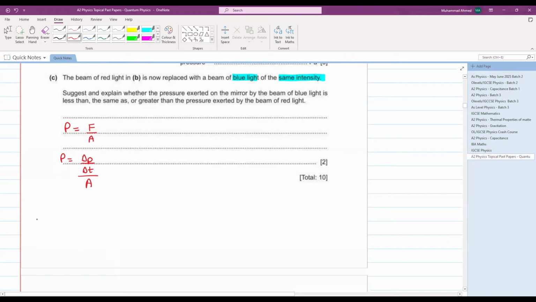Now, if you are just a base level thinker, if you don't think a lot, you will say that momentum is equal to h over lambda. Since the wavelength of blue light is less than the wavelength of red light, since wavelength is decreasing, momentum will increase. That's correct up till now, that you will have a greater momentum. Why? Because wavelength and momentum are inversely proportional. But you have forgotten one important thing here.